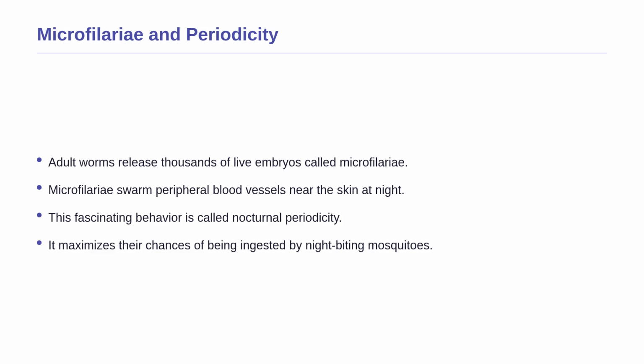Understanding the hosts leads us to a fascinating evolutionary adaptation of this parasite. Inside the human lymphatic vessels, adult worms mate and release thousands of microscopic, highly active live embryos called microfilariae into the bloodstream. These microfilariae exhibit a brilliant behavior known as nocturnal periodicity. This means they specifically swarm into the peripheral blood vessels near the skin during the night. Why? Because this perfectly times their presence with the feeding habits of night-biting mosquitoes, maximizing their chances of being ingested and continuing their life cycle.